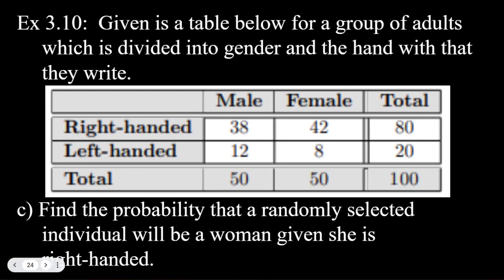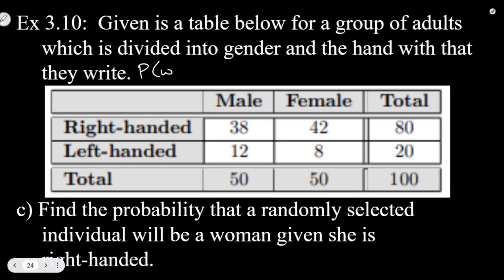For part C, find the probability that a randomly selected individual will be a woman given that she is right-handed. Now this leads us into a little bit of a different case. It's what we call conditional probability. The way you actually write this is the probability of being a woman, wow, I can spell, woman, given that they are right-handed.